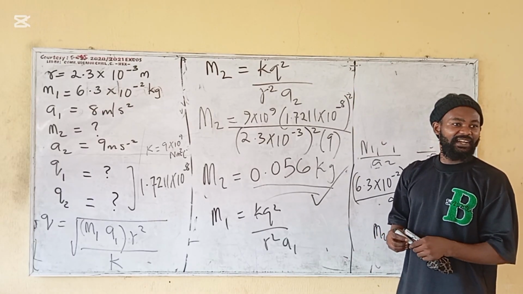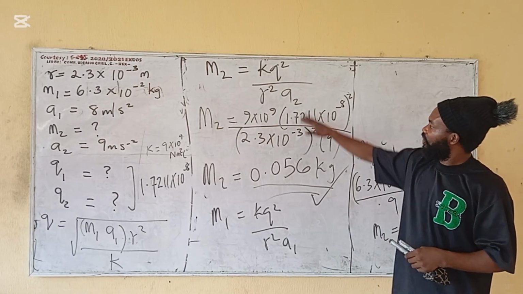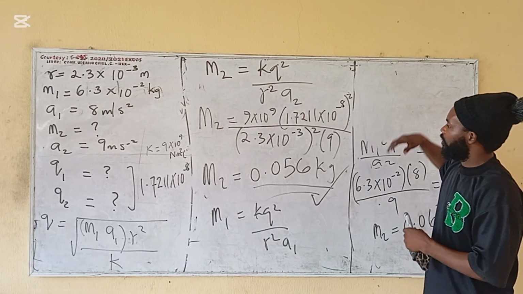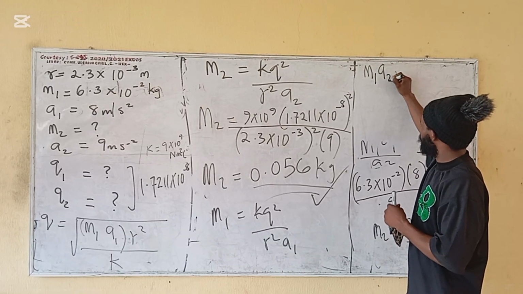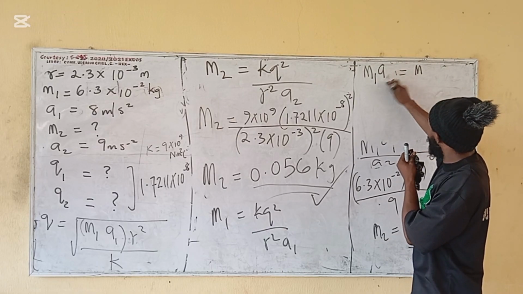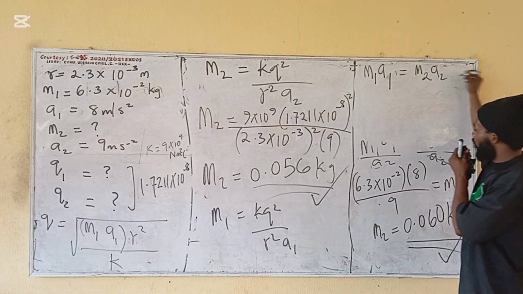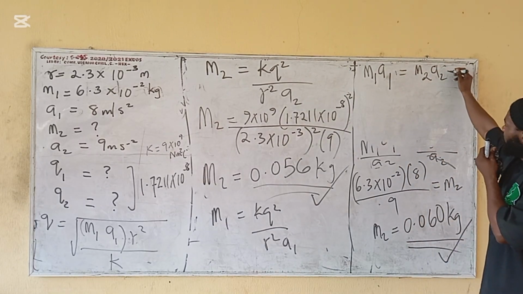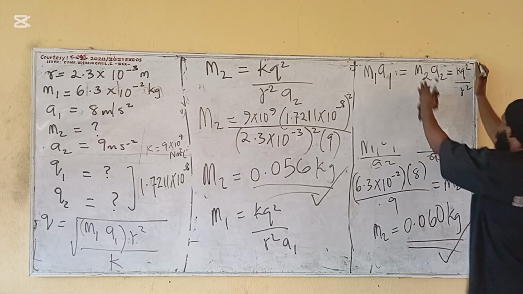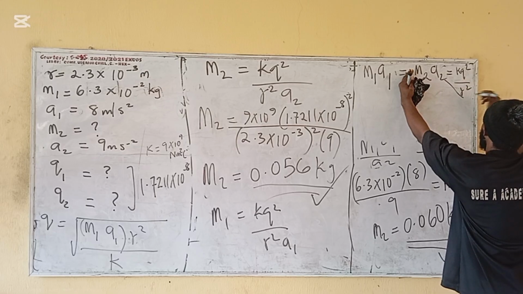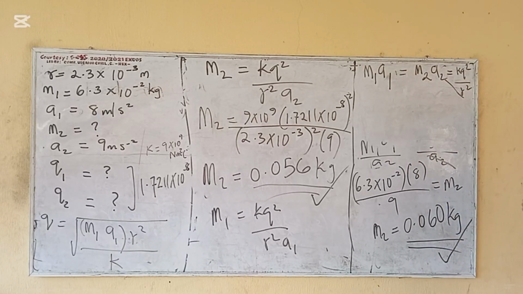M1, A1 now, M2, A2. This should be equals to KQ squared over R squared now. So when I'm doing this one, I'm having this in mind. But let's use this first one, M1. Sir, the problem is this was 10 to the minus 7, not 2.